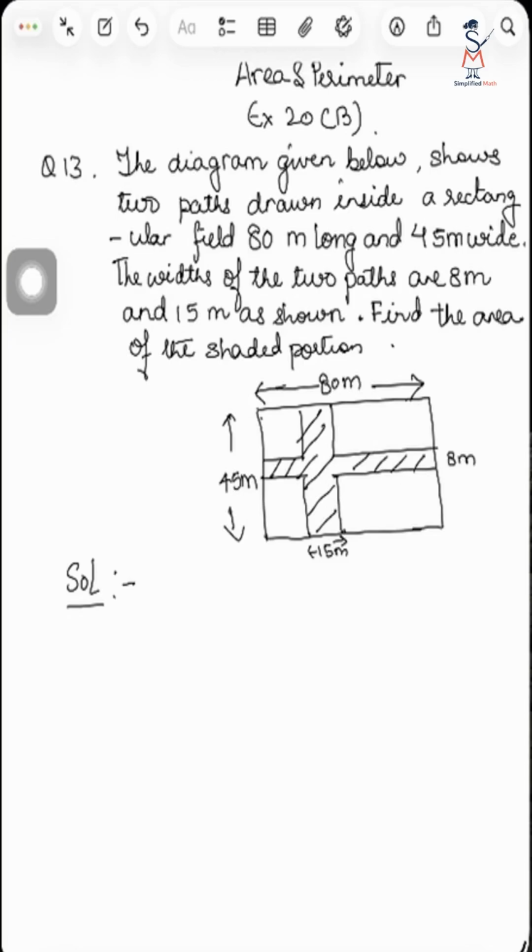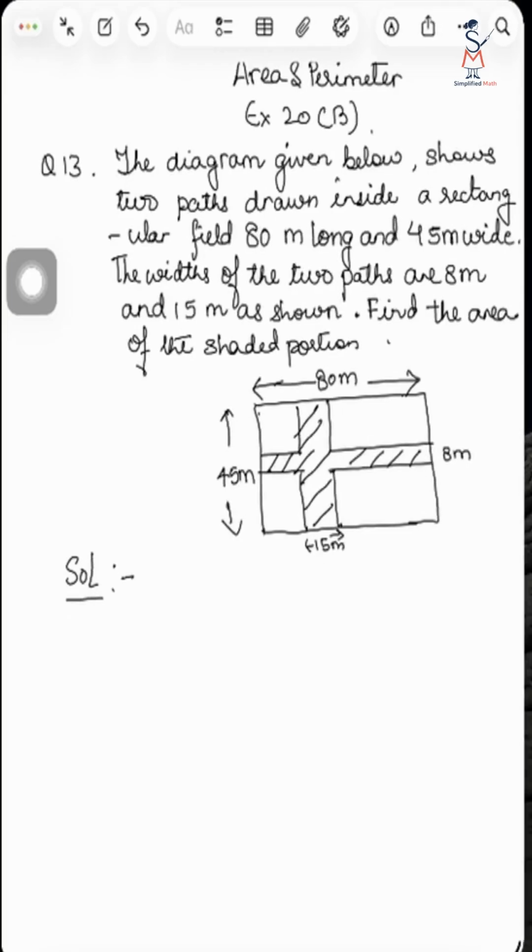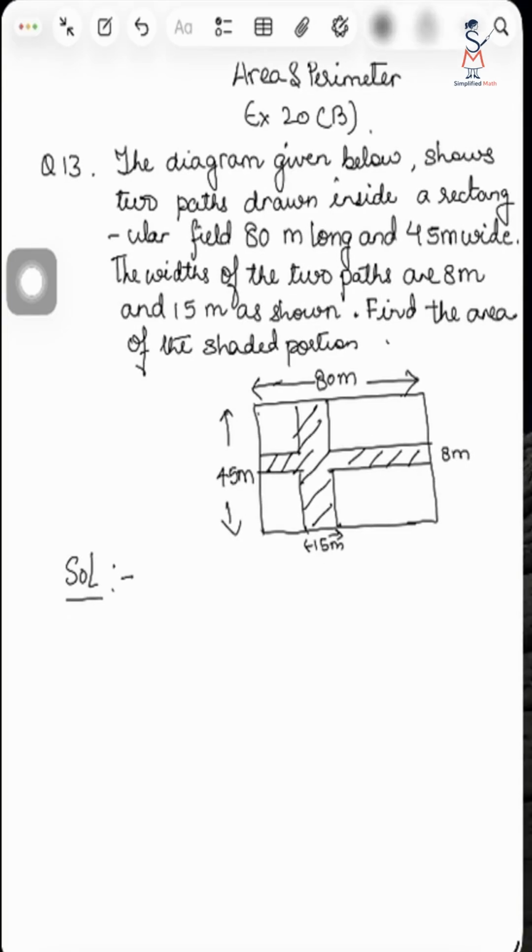The width of the two paths are 8 meter and 15 meter as shown. This is 8 meter and this is 15 meter. Find the area of this shaded portion. So what is the area of the shaded portion? We can see here from the figure, area of shaded portion.